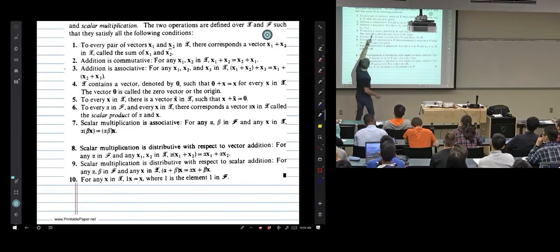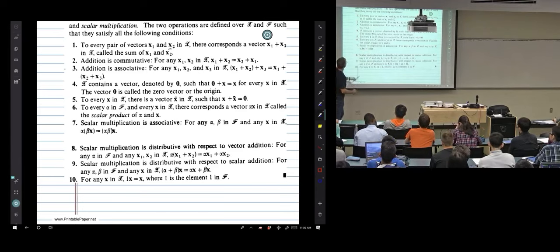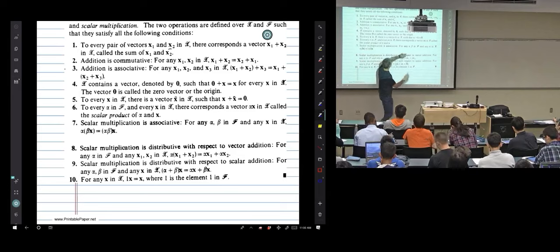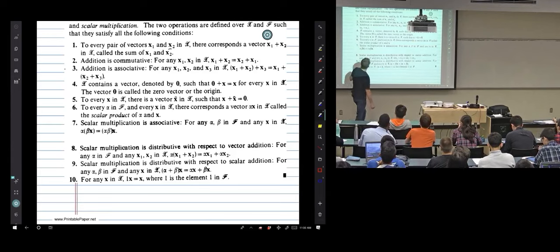My addition has to have a 0 element called the zero vector. Do I have a zero vector for 2 by 3 matrices? All zeros, okay? I have to have an additive inverse. For 2 by 3 matrices, do I have an additive inverse? No problem. You guys are following through, okay?